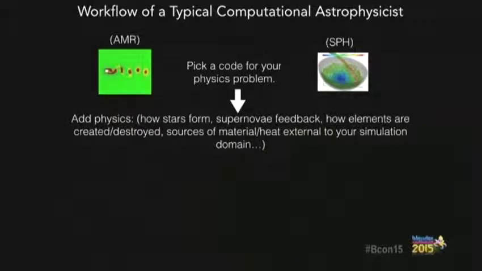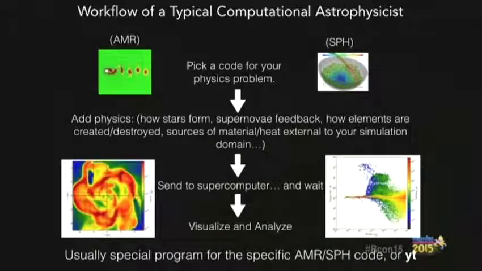So how stars form, if there's heat being added to your simulation from supernova feedback. When massive stars die, they explode as supernovae. You have to model that somehow, all that stuff. And then you send it to a supercomputer, and then you wait for a bit. And then you do your visualizations and analyzations. Again, all of the different codes have their own data formats, and so usually they have their own specific visualization code.